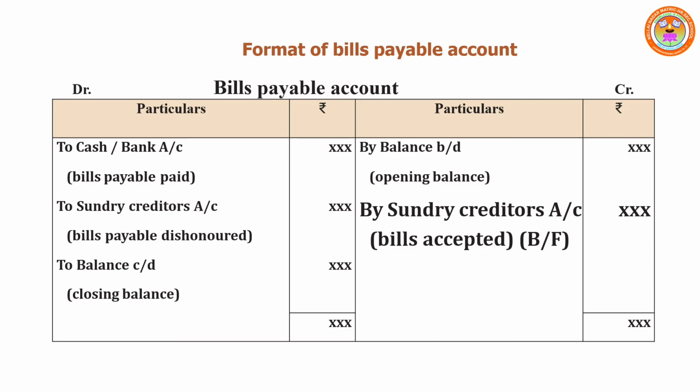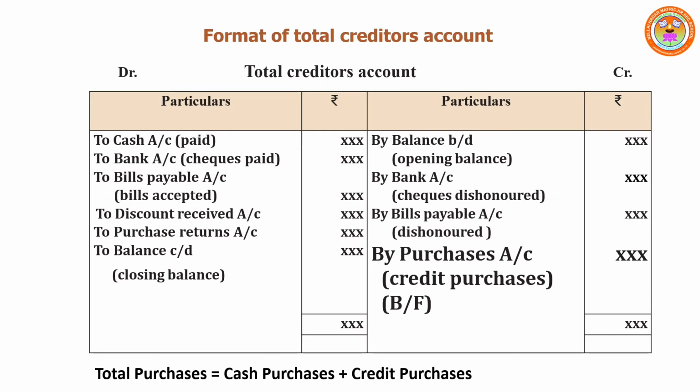On the credit side, by balance B/D, the beginning value of bills payable amount should be written here. Then the difference between the debit side and credit side, the answer is by sundry creditors account, that means bills accepted, the balancing figure. This is the answer in this step. Then next step, format of total creditors account.